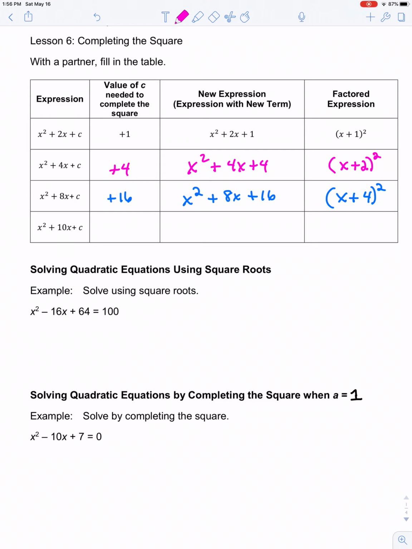Hello and welcome to Lesson 6 of our Parabola unit. This is a much shorter lesson because it's mainly review, completing the square.